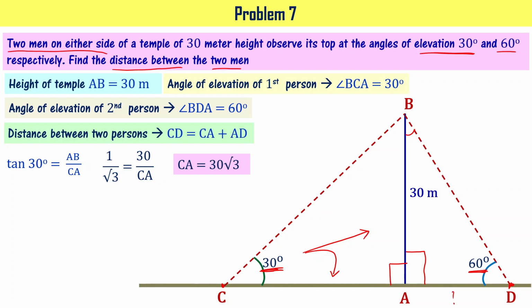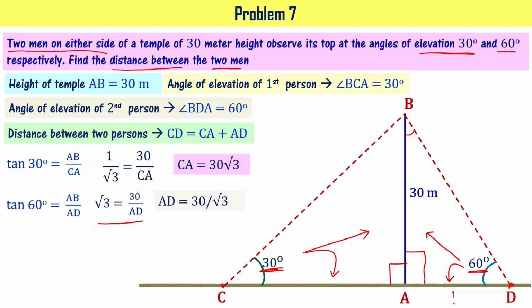To get that, let me consider triangle BDA and the acute angle D. For that, the opposite side is AB, that is 30 meters, and the adjacent side is AD, right? It means tan 60 degrees equal to AB by AD. We know tan 60 degrees equal to root 3, that is equal to AB divided by AD. When you have AB equal to 30, that is going to be root 3 equal to 30 divided by AD. Rearrange this equation such that you get AD equal to 30 divided by root 3.